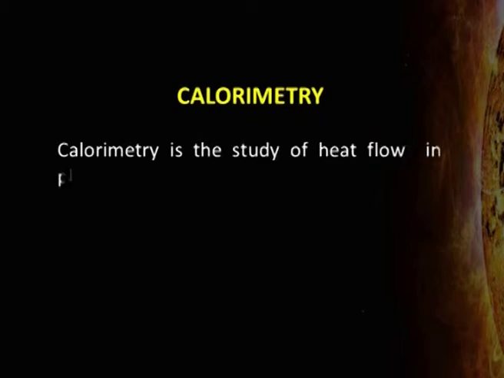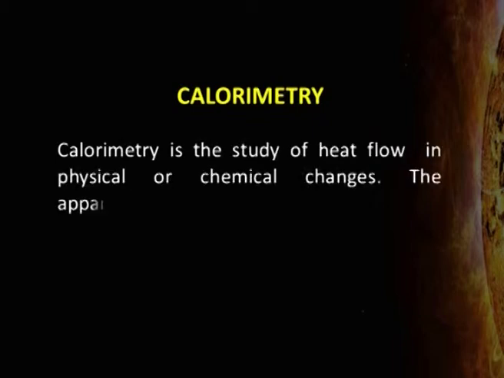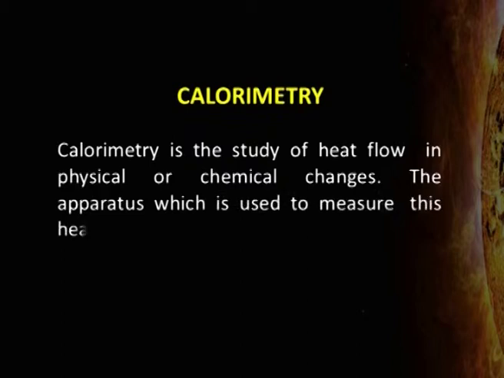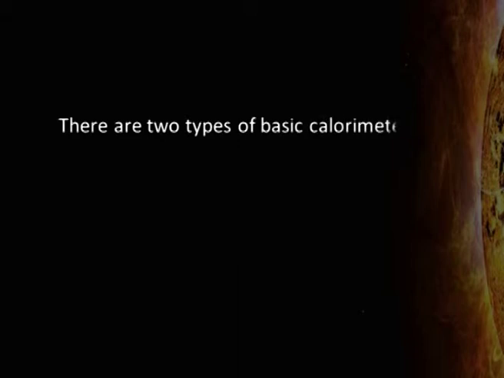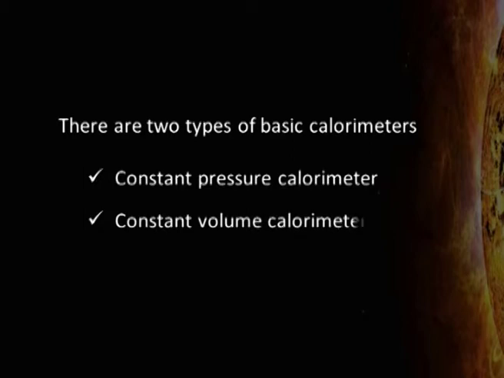Calorimetry is the study of heat flow in physical or chemical changes. The apparatus which is used to measure this heat is known as a calorimeter. A typical calorimeter includes a thermometer to measure the temperature changes, a medium to transfer the heat, and some insulating system such that we can slow down the thermal equilibrium process so that the temperature changes can be measured easily. There are two types of basic calorimeters, constant pressure calorimeter and constant volume calorimeter.